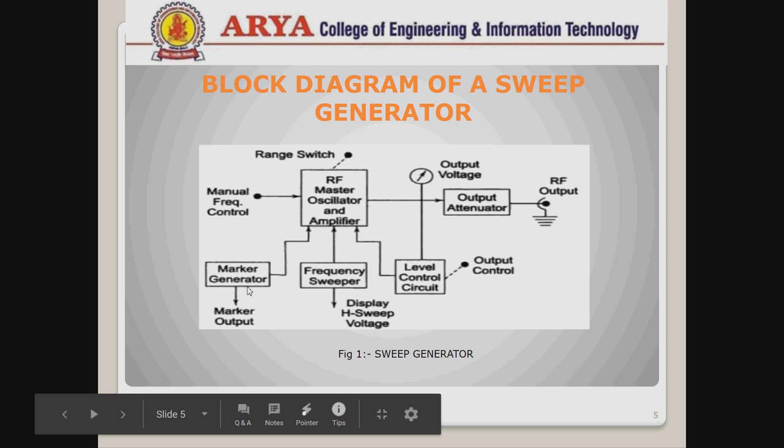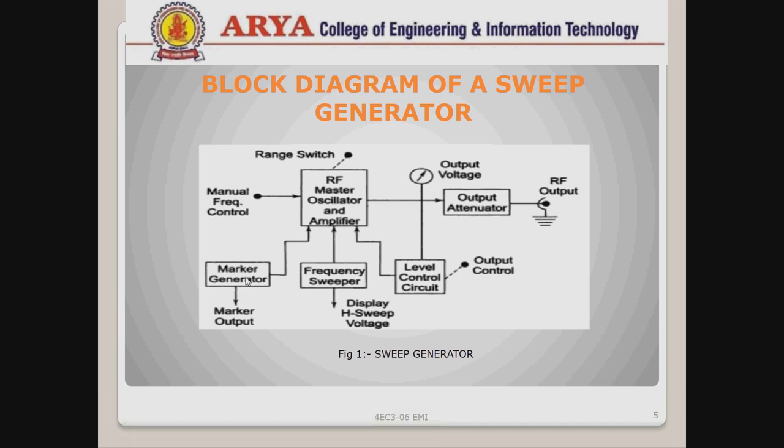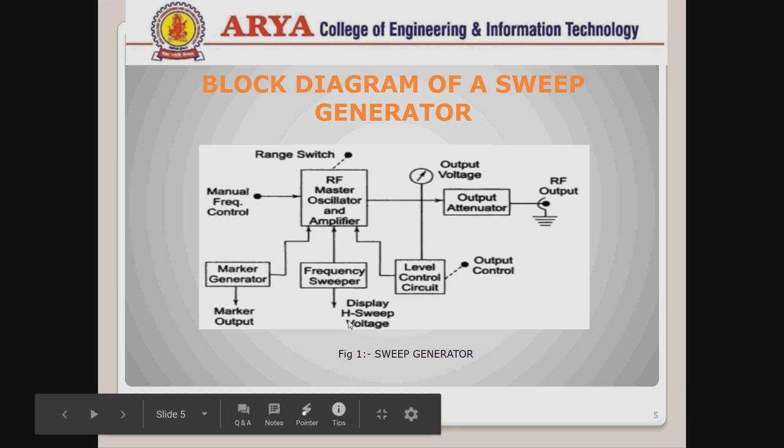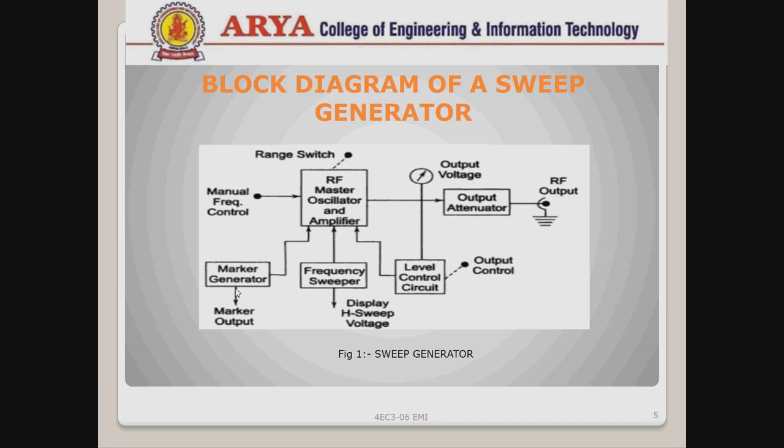The next block is the marker generator. To identify a frequency interval, a marker generator provides half sinusoidal waveforms at any frequency within the sweep range. The marker voltage can be added to the sweep voltage of the CRO during alternate cycles of the sweep voltage and appears superimposed on the response curve.